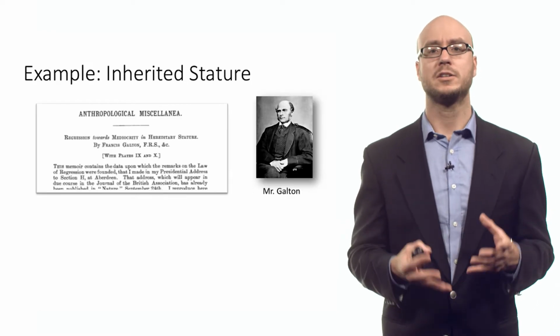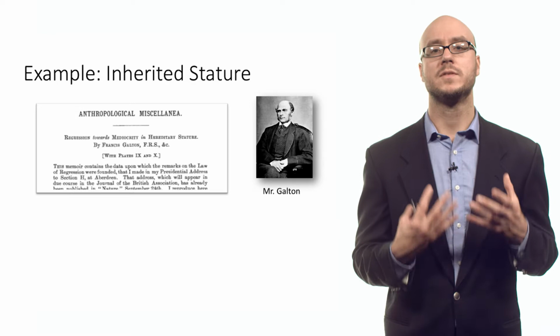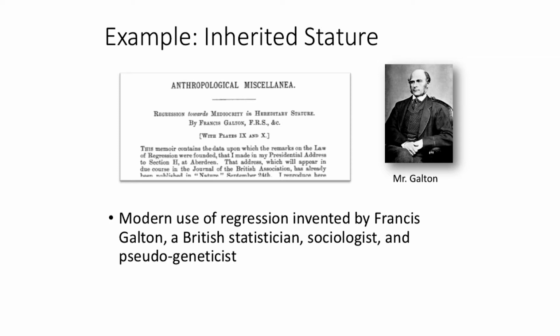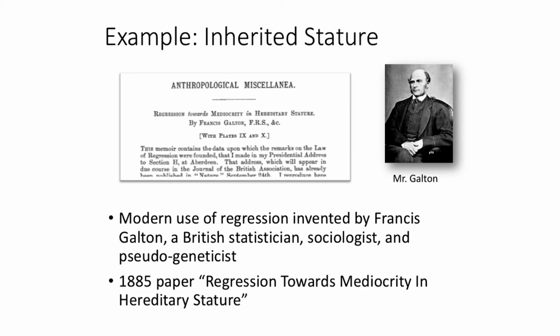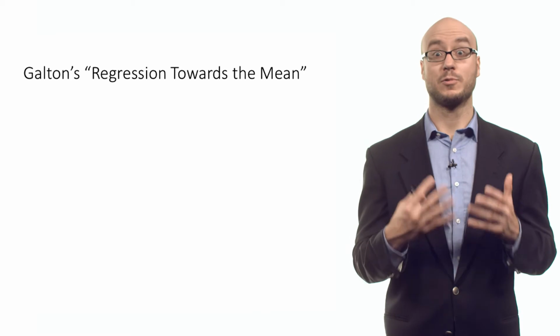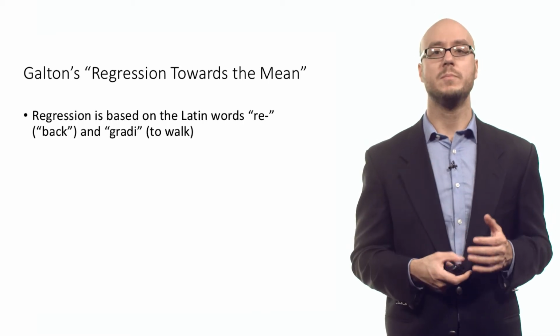Well, it dates back to the first prominent use of simple linear regression by this guy, Francis Galton. And here's Mr. Galton himself. He wrote this wonderfully titled paper on height and mediocrity. He was looking at inherited stature, he was looking at height. Galton was a British statistician, a sociologist and pseudogeneticist, and he wrote this paper called Regression Towards Mediocrity. Mediocrity, he was talking about what we call regression towards the mean.